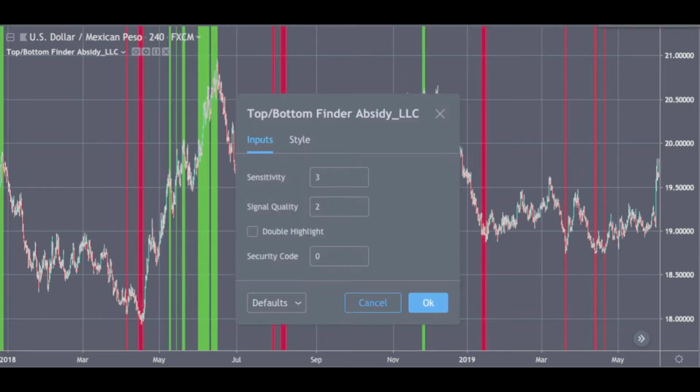The settings that we're using on this are a sensitivity of 3 and a signal quality of 2 with no double highlights. The sensitivity of 3 is lower than the sensitivity of 5 that we saw in the last example. This means that we are seeing more opportunities for trading at faster paces.